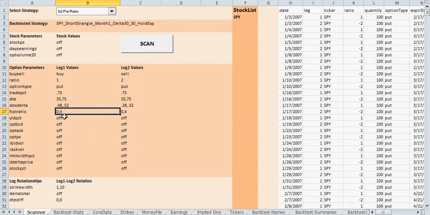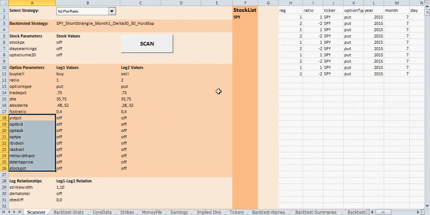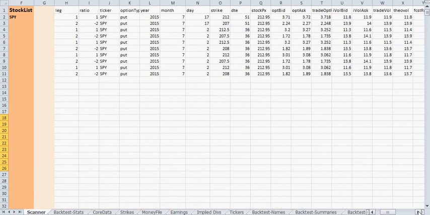Forecast ratio usually varies between 0 and 2, but I'm just going to make a large range here, and that'll be it for the parameters that I set up. We'll talk about these in another show. And then I'm going to press scan and have a look at what are the current SPY puts that are coming out.